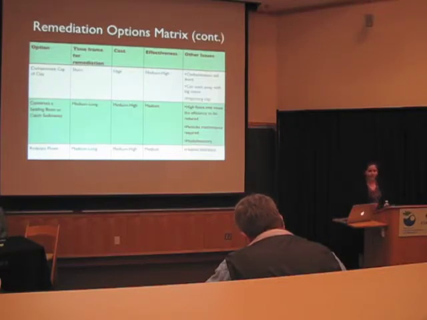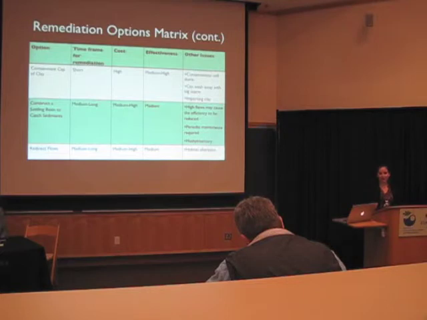Our next options start with a containment cap of clay. This again would take a short amount of time, but would be very expensive, and the contamination would still be there, and just be covered up so it wouldn't go into the ecosystem. And in the event of a large storm, it may be washed away, reintroducing the mercury into the area.